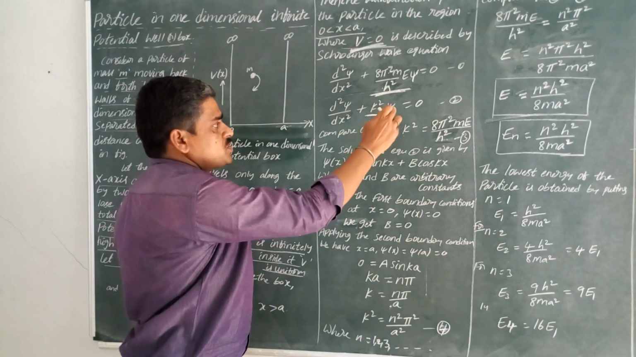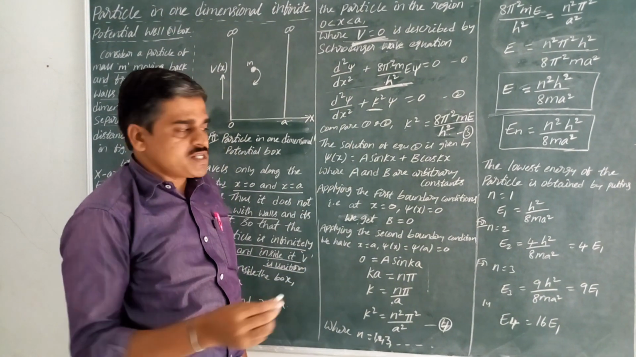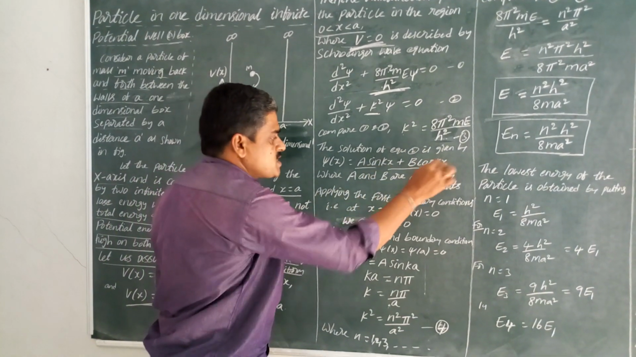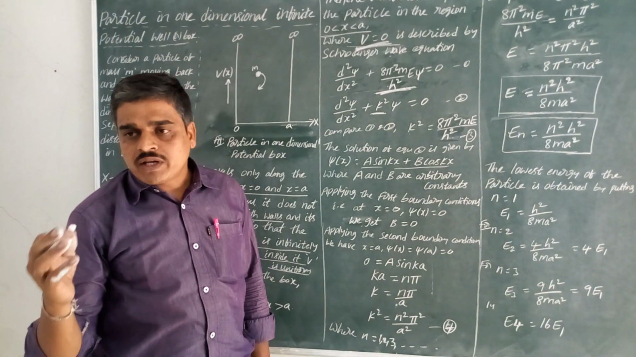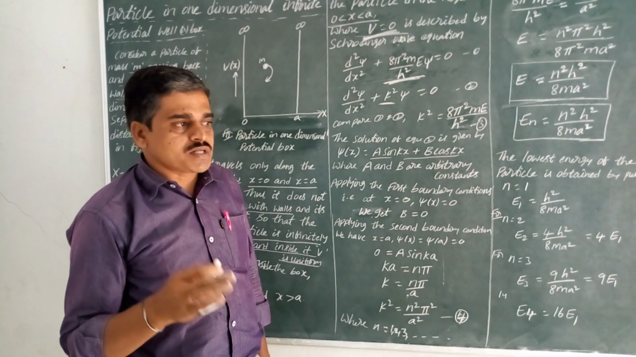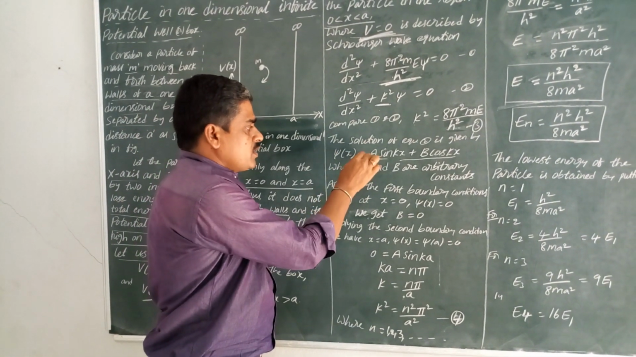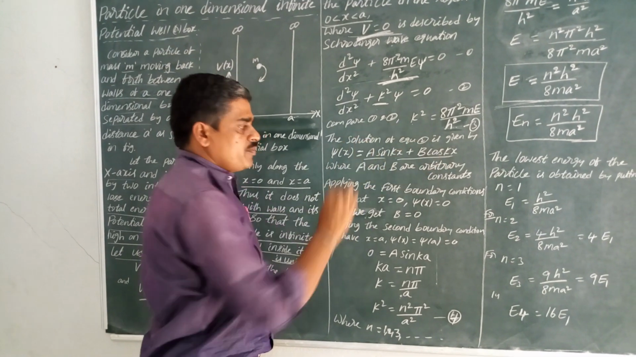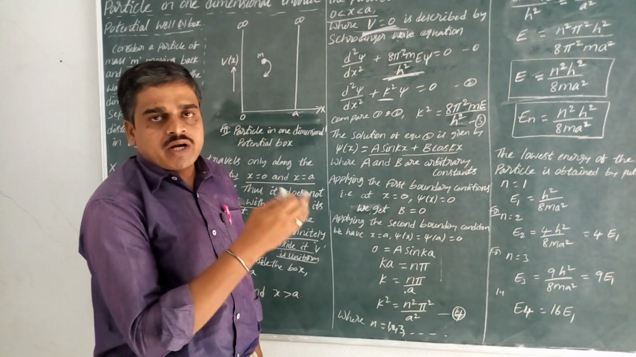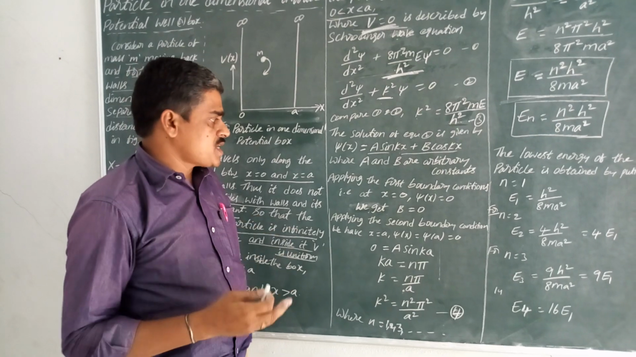The solution of this equation is psi of x is equal to a sin kx plus b cos kx, where a and b are arbitrary constants.